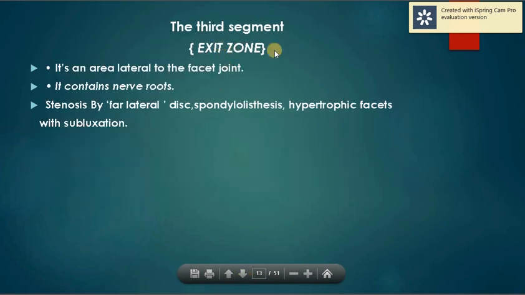The exit zone, the third segment, is an area lateral to the facet joint, contains the nerve roots, and stenosis is caused by far lateral disc protrusion or herniation, spondylolisthesis, hypertrophic facets with subluxation. These are the causes seen in the third segment, the exit zone.